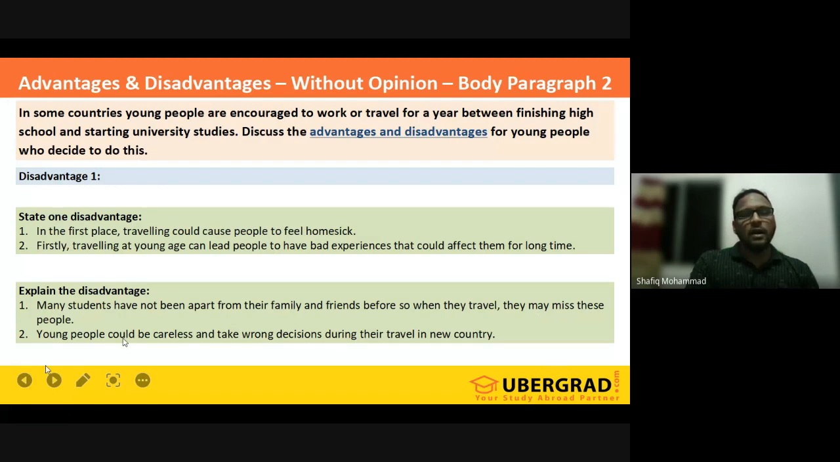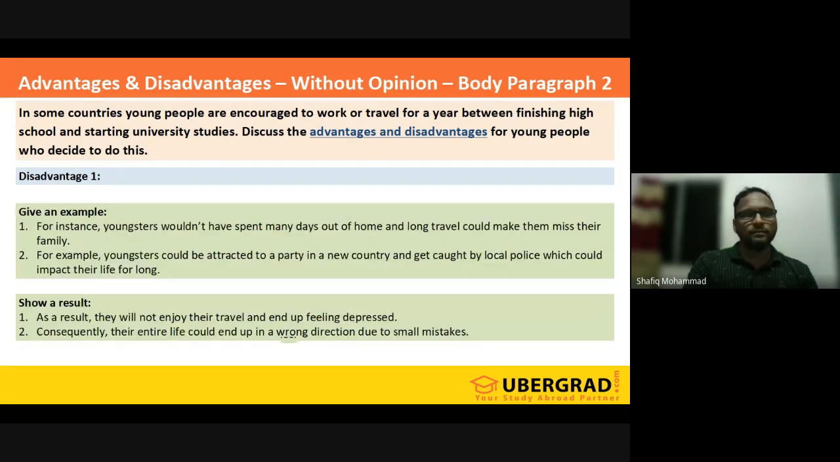Young people could be careless and take wrong decisions during the travel in a new country. So this is again a different point, wrong decisions can be another disadvantage, or maybe another concern of traveling abroad. Then, for instance, youngsters would have spent many days out of the home, and long travel could make them miss their families. Obviously, people become homesick after some time. So you can talk about homesick also.